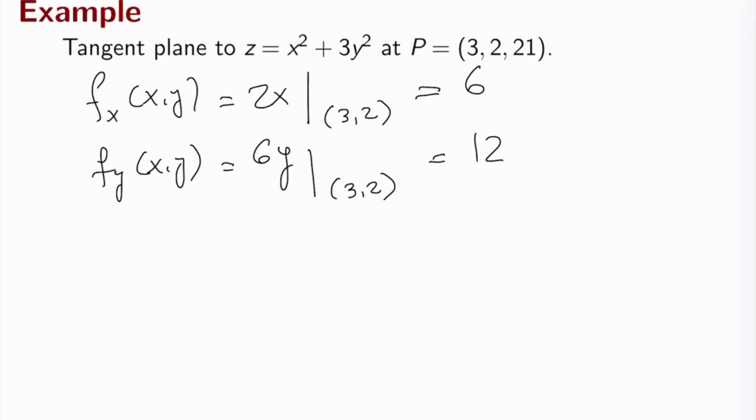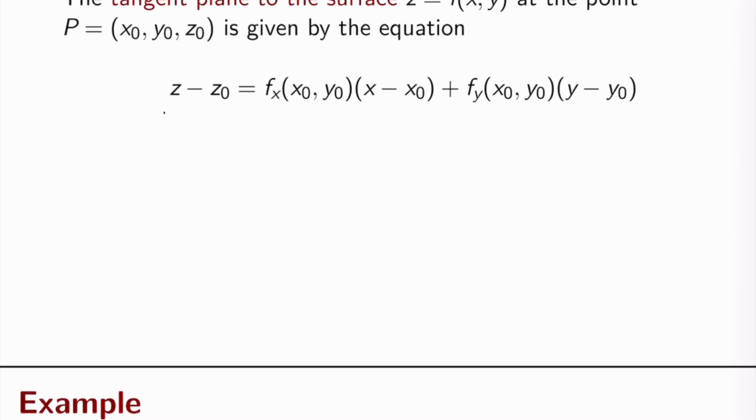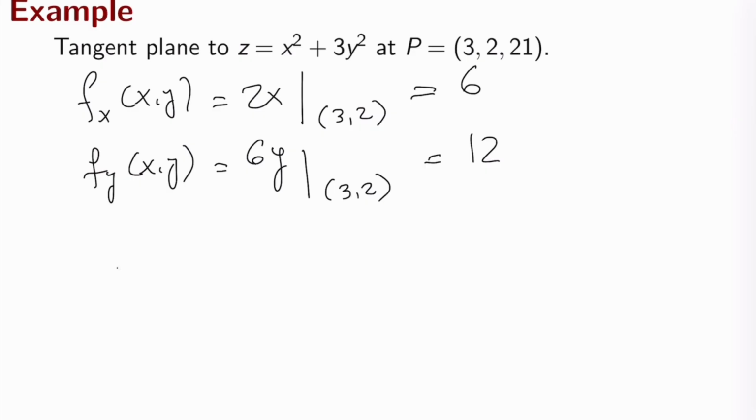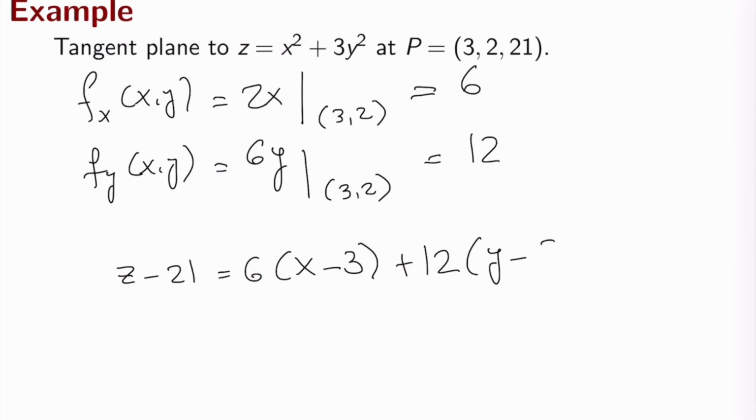So the equation is going to be, following this formula, z minus the last component, x minus and y minus the two first components, and the two derivatives evaluated at the point that are the coefficients that we just calculated. So the equation is going to be z minus 21 equals the first coefficient, which is 6, times x minus 3, plus the other derivative evaluated at the point, 12, times y minus the second component, that will be 2. Okay, so this is the equation of the plane.